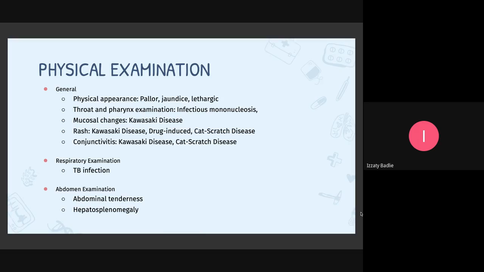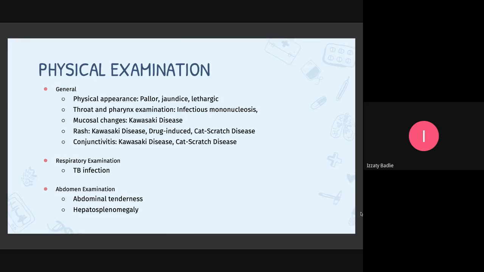Okay, so for the physical examination, generally the physical appearance such as pallor, jaundice or lethargy, we need to exclude any malignancy causes, and also throat and pharynx examination such as infectious mononucleosis or Kawasaki disease. Any rashes such as might be suggestive of Kawasaki, drug-induced or cat scratch, any conjunctivitis. And also respiratory examination to rule out any TB infection.